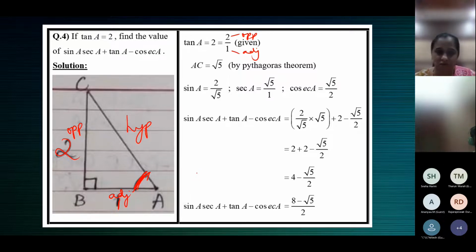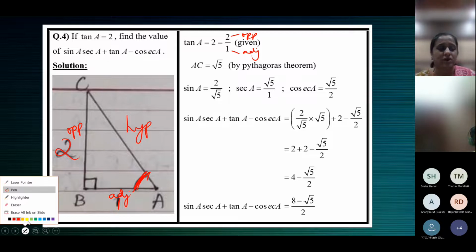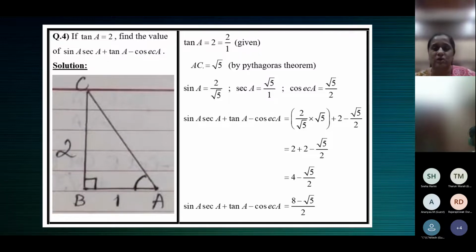Tan A is equal to 2, meaning 2 by 1. Write 2 for the opposite side and 1 for the adjacent side. Then you can find the hypotenuse using Pythagoras theorem. The value of the hypotenuse will be root 5. If you want to show the steps: AC square is equal to BC square plus AB square, and you will see that AC is equal to root 5 by Pythagoras theorem.